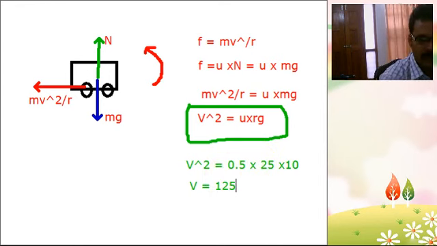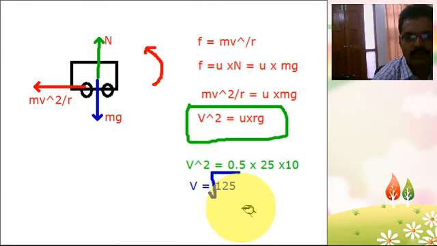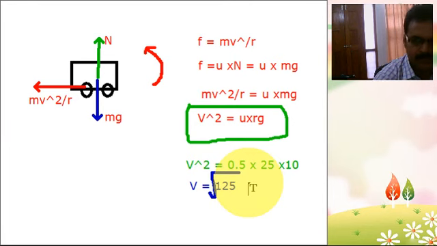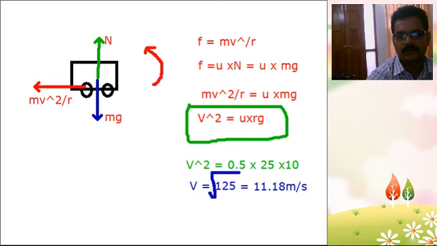So 125, which is under a square root, because if you take the square, the other side is the square root. So square root of 125. If you simplify this, the answer would be 11.18 meters per second. So remember this formula. When you want to find the speed of the car in a circular turn without slipping, the formula is v squared equals mu s rg, and if you substitute, you get 11.18.